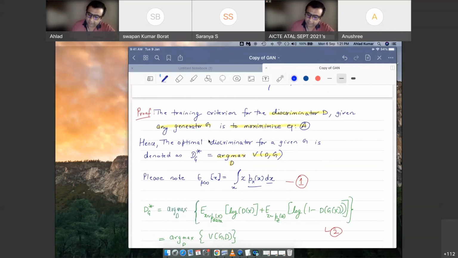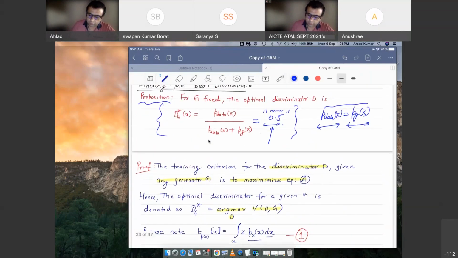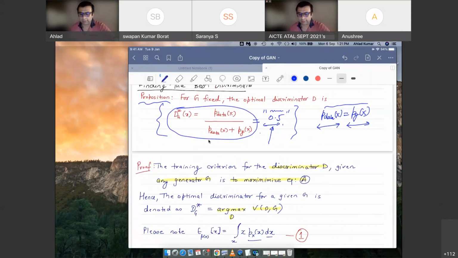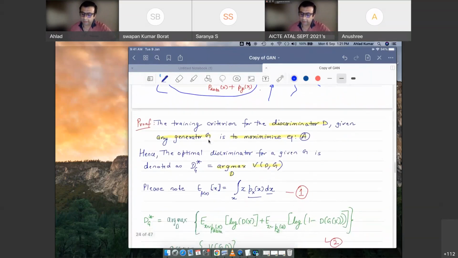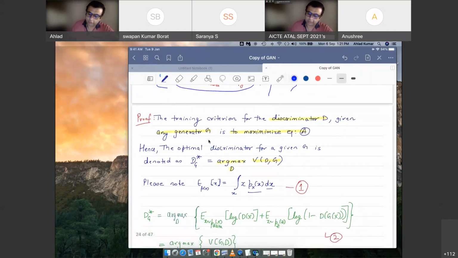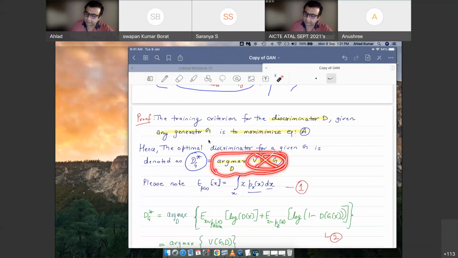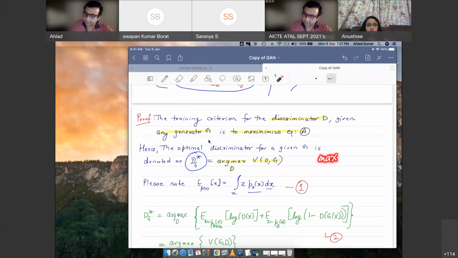So what I'm trying to do here is prove this particular thing which is over here. I want to see whether this particular DG star is actually this expression or not. So we are trying to get the optimal value of DG star, and we can do that by argmax on the loss function. So this VD of G is nothing but the loss function which we have just discussed. So we are trying to argmax on that. You know that with respect to the discriminator, we are actually maximizing the loss.